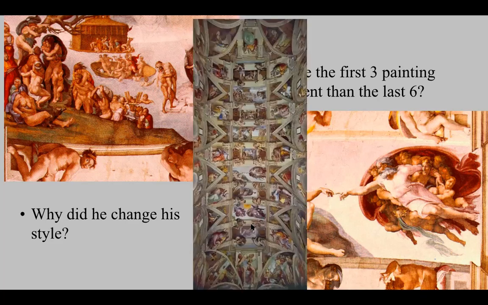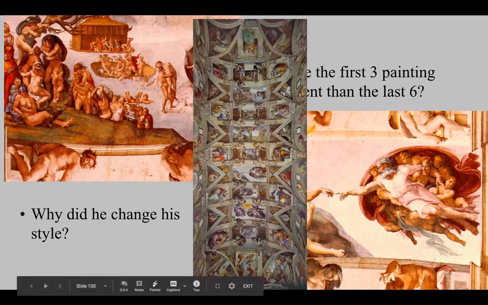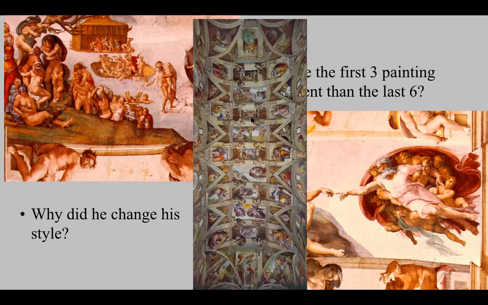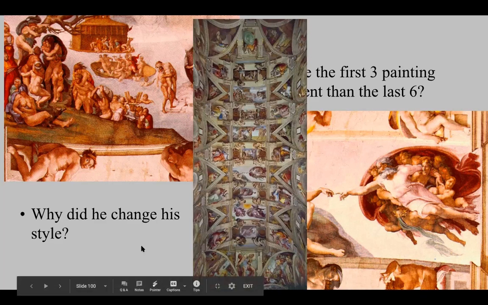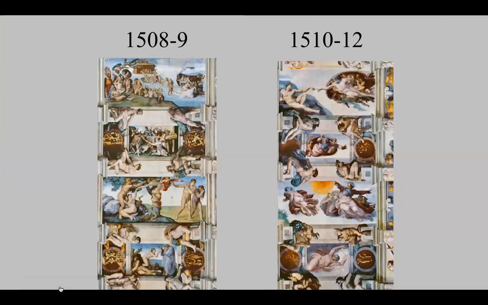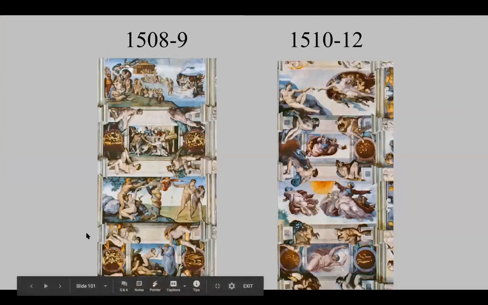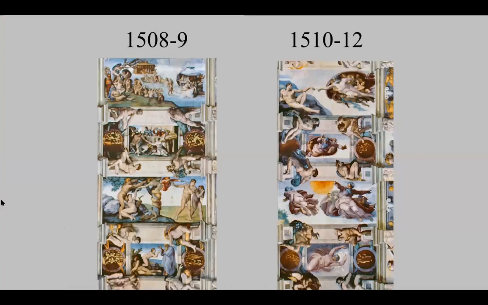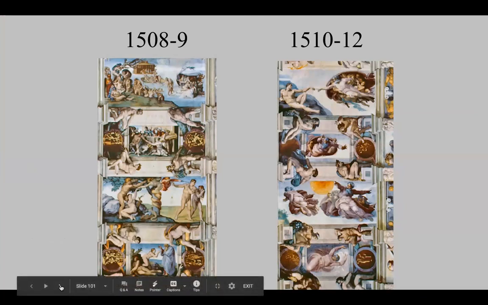So notice how right here, can you guys see how little the figures are? And then the figures get bigger as the story goes more towards the beginning of Genesis, right? So here you can see the differences in the style from the first two years. You can see there's a year gap in between and then the last two. So it took him about four years to paint the whole thing.